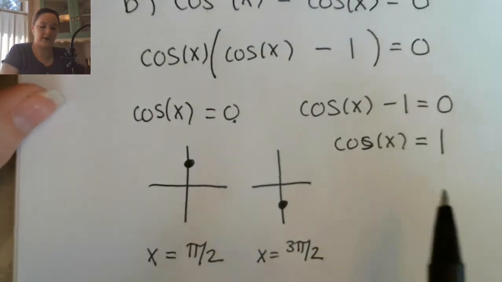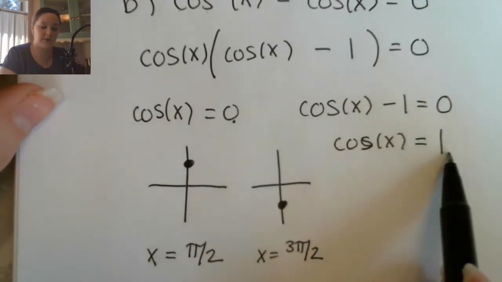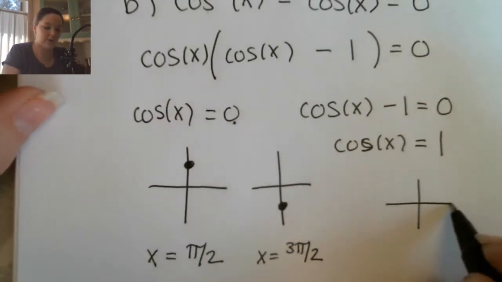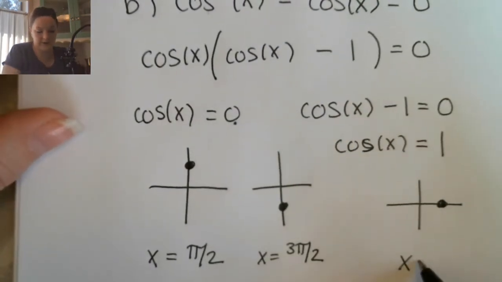All right. So we're going to do something similar here. Cosine x equals 1. We know that that has to do with the x coordinate is 1. So we're going to look for where the x coordinate is 1. That's here. And there's something that I wanted to point out about this.